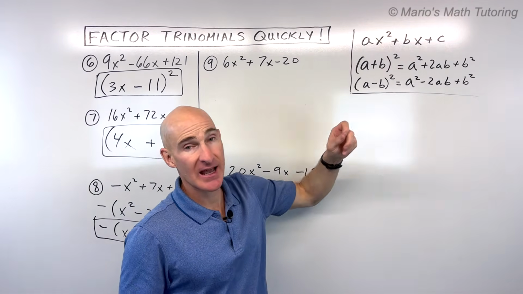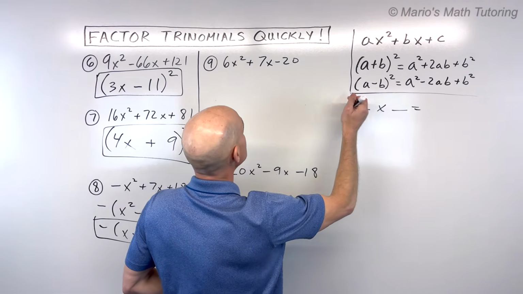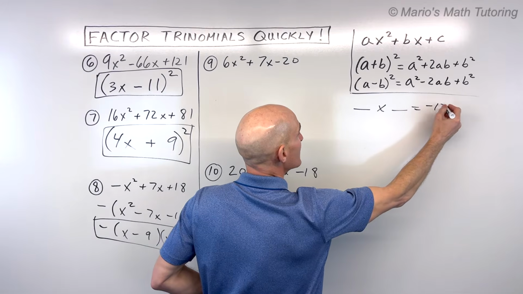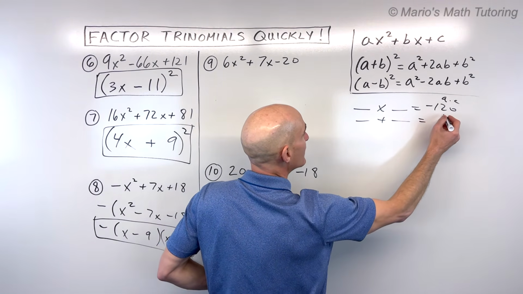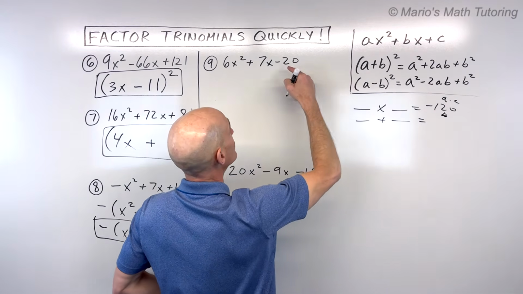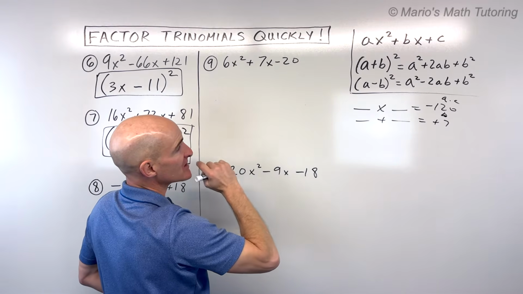Okay, so I'm going to say a times c. What is that? So I'm going to go off to the side here. What multiplies to 6 times negative 20, which is negative 120? That's a times c. But those same two numbers have to add to our b value, which is positive 7. If this is a minus 7, then it'll be a negative 7.